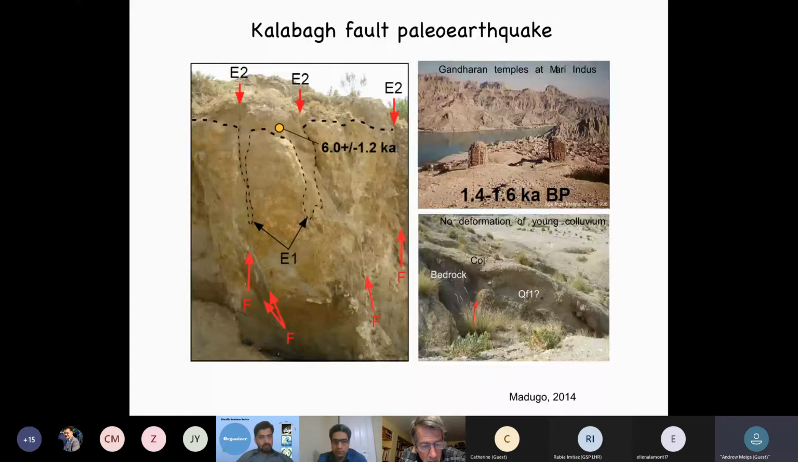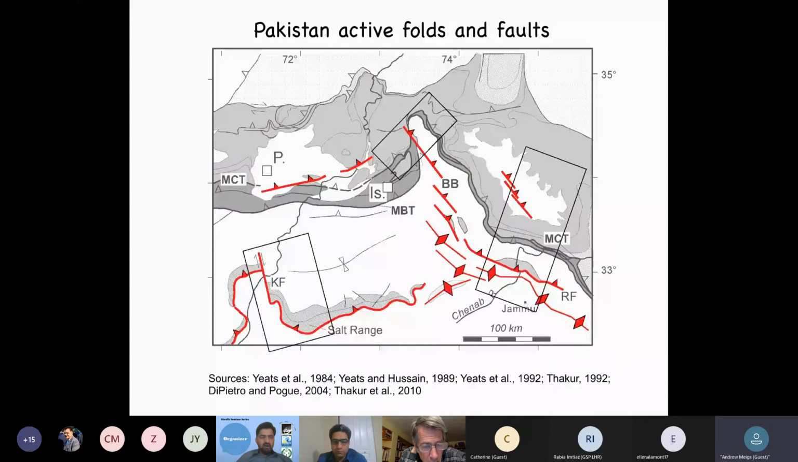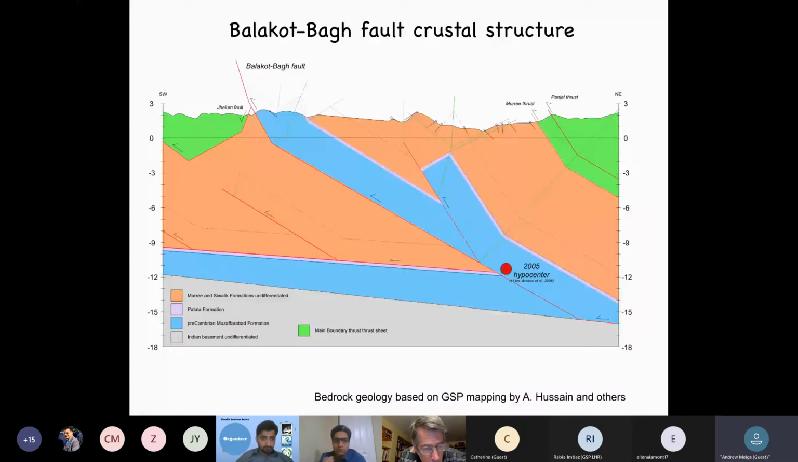Finally, if we turn to the Balakot Bagh Fault very quickly, the Balakot Bagh Fault is part of the same thrust system as the Riasi Fault. It separates at the surface the Muzaffarabad limestone from either Shiwalik or MBT rocks, depending on where you are along the fault trace. The earthquake nucleated at depths of about 12 kilometers and ruptured up a thrust fault to the Earth's surface, as is well known.